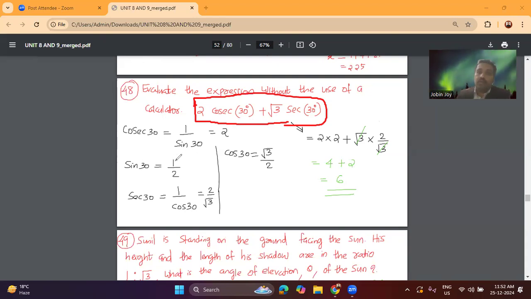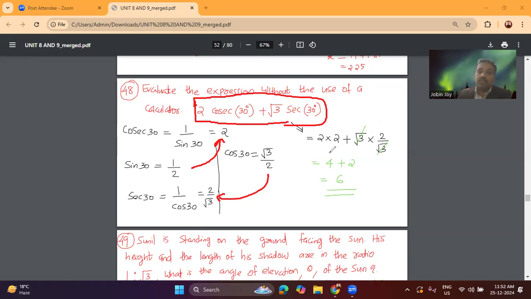Cosec is the reciprocal of sine, 1 by sine 30. First, I am going to find sine 30. We know that sine 30 is 1 by 2. Take the reciprocal, you will get cosec 30. So cosec 30 is 2. And next is sec 30. We know that sec 30 is the reciprocal of cos 30. What is cos 30? Cos 30 is root 3 by 2. Take the reciprocal, you will get sec 30, 2 by root 3.